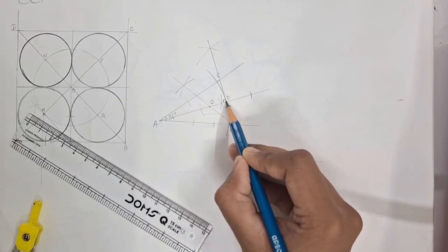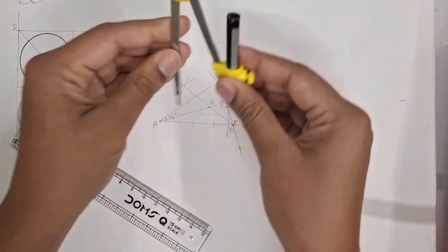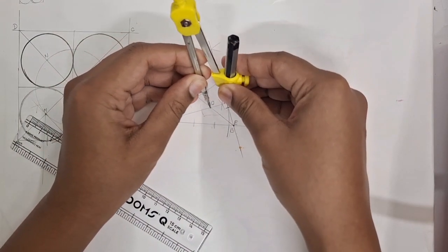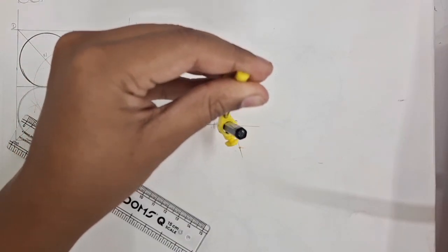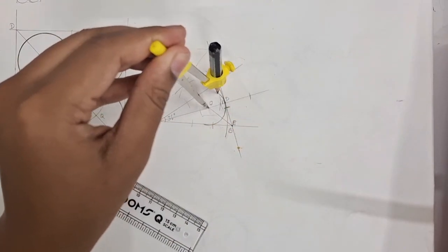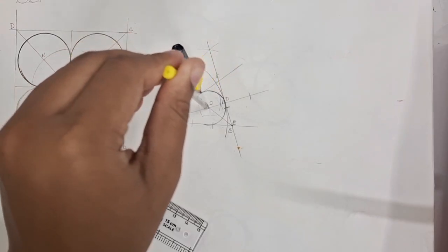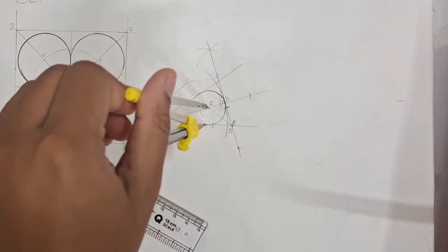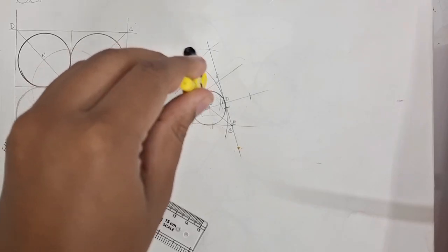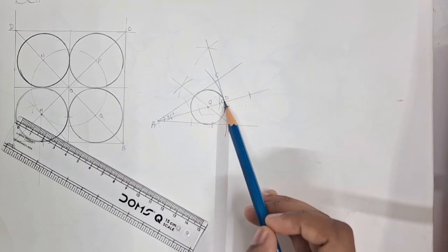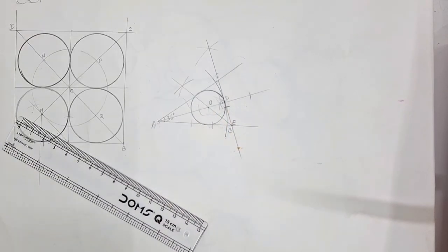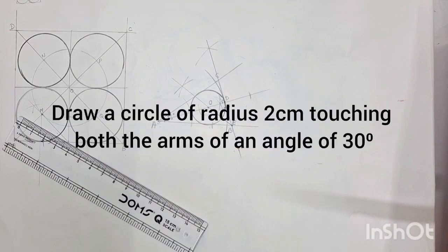I will take OD as the radius. Now I have taken OD as the radius and I will inscribe a circle. Inscribing the circle in the sector, and as we can see, this diagram is so accurate. Cut to cut, the circle has touched all three sides of the sector. Next question. Draw a circle of radius 2 cm touching both the arms of an angle of 30 degrees.